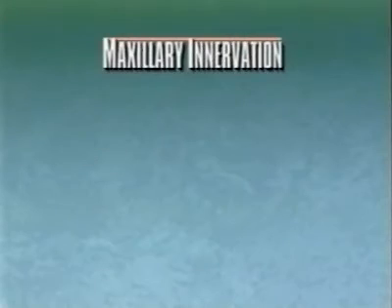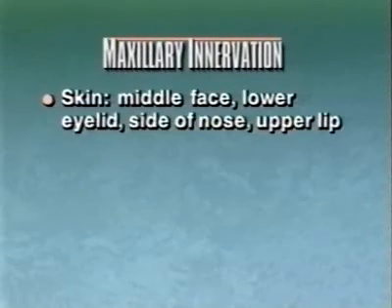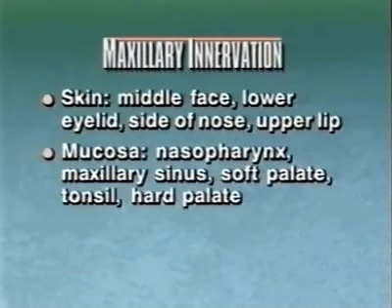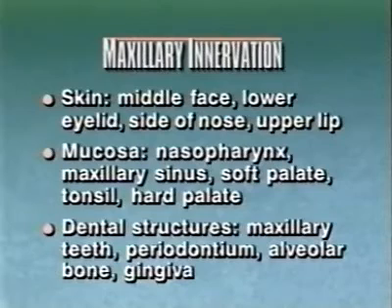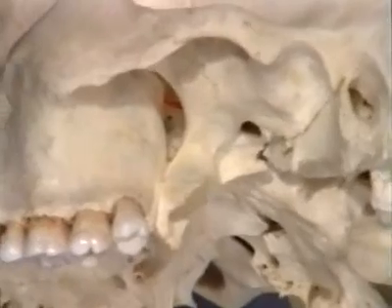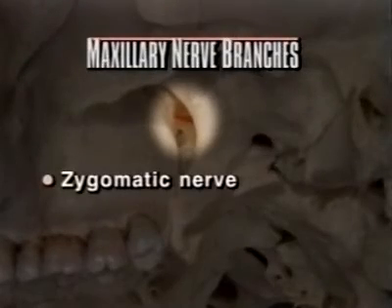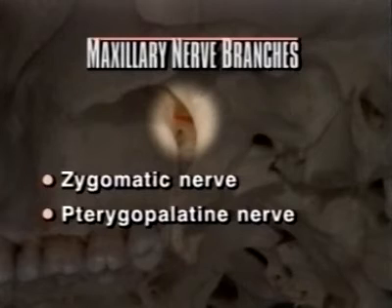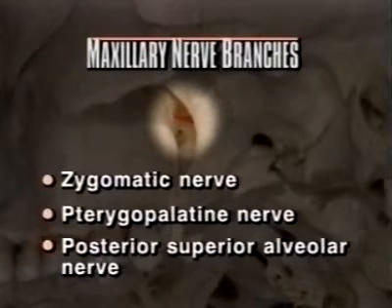The maxillary division of the trigeminal nerve is exclusively sensory and innervates the skin of the middle portion of the face, lower eyelid, side of nose, and upper lip, the mucosa of the nasopharynx, maxillary sinus, soft palate, tonsil, and hard palate, and the maxillary teeth, periodontium, alveolar bone, and gingiva. The maxillary nerve exits the cranium through the foramen rotundum to reach the pterygopalatine fossa, where it gives off several branches, the zygomatic nerve, the pterygopalatine nerve, and the posterior superior alveolar nerve.